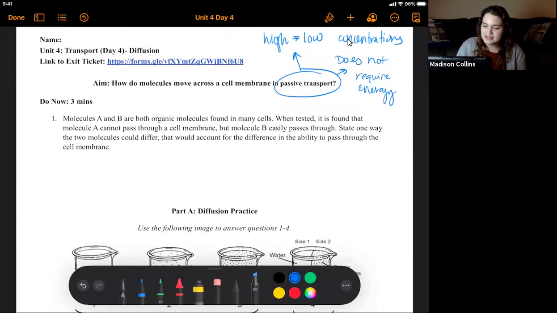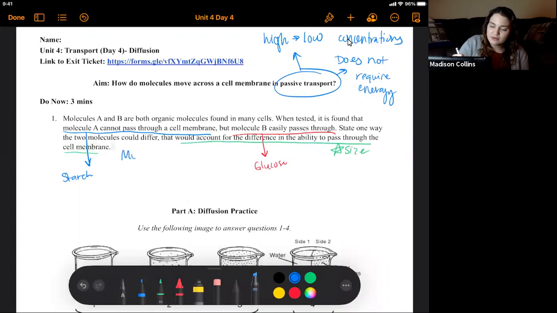All right, so in this example, we see that molecule A cannot pass through that cell membrane, but molecule B can. This kind of sounds like something we did in lab on Friday, right? Molecule A couldn't pass through the cell membrane, so maybe, just maybe, that molecule is starch. And molecule B could easily pass through, so maybe that molecule is glucose, right? Both of these are examples of sugars, but they differ in terms of size, right? So something that would account for the difference in the ability to pass through the cell membrane would be size.